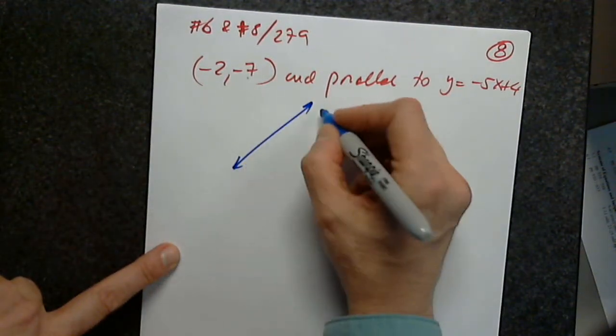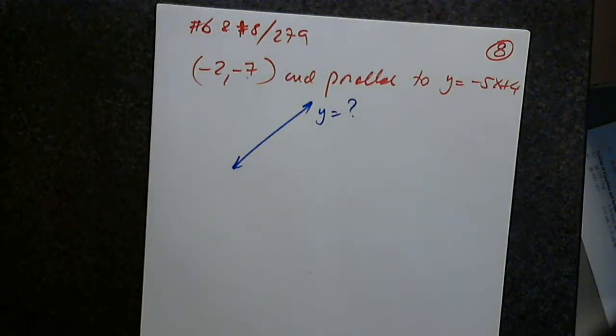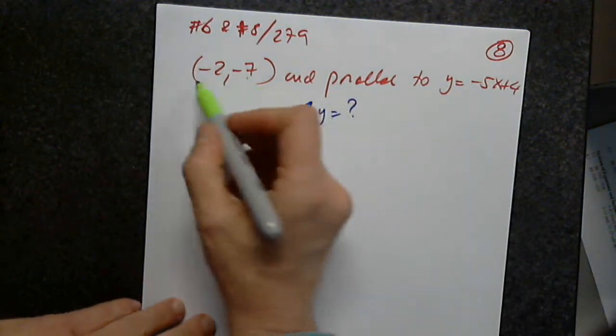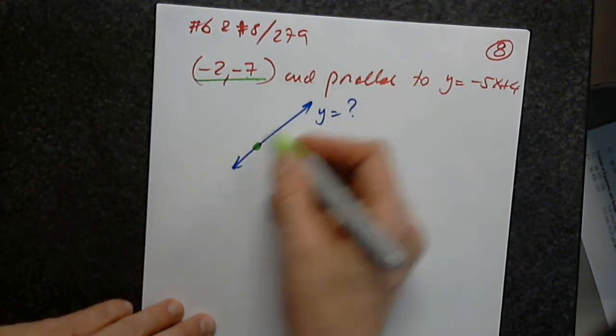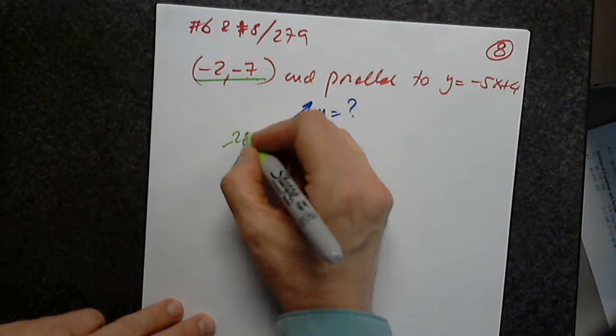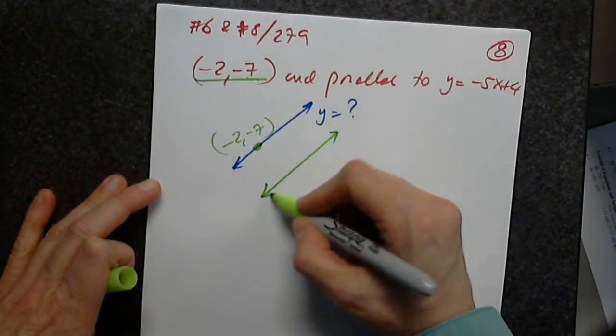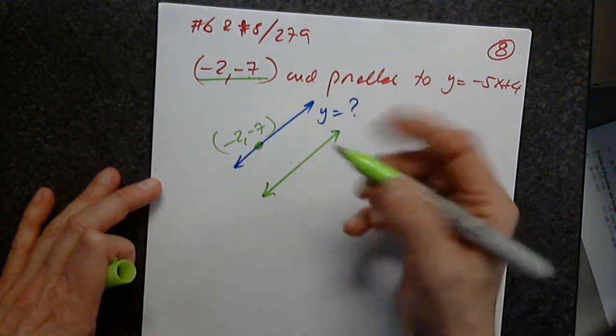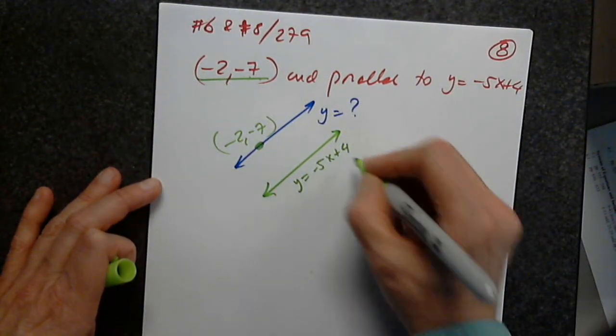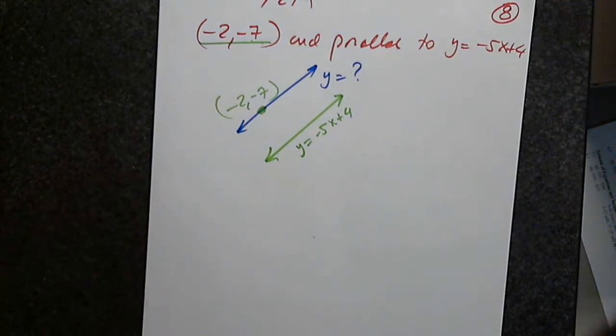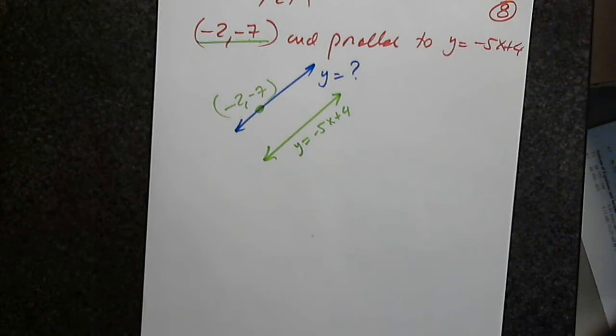Let's say I have a line whose equation I don't have, but I know two things about it. I know that it passes through this point, -2, -7. That's the first piece of information. It passes through that point, and it's parallel to this line, y equals -5x plus 4. So this problem is asking us to find the equation of the blue line.